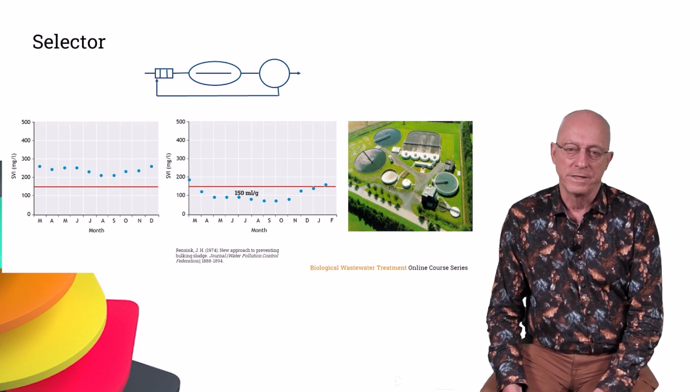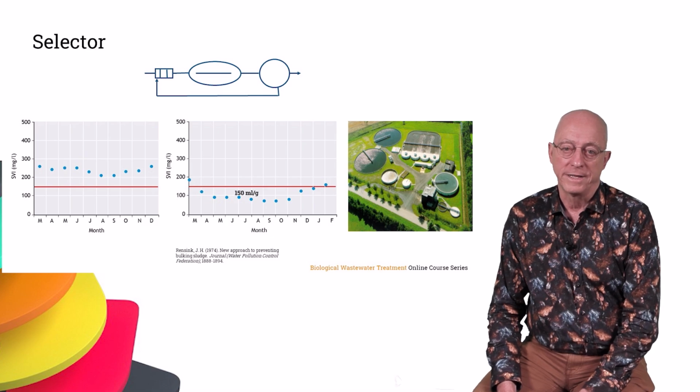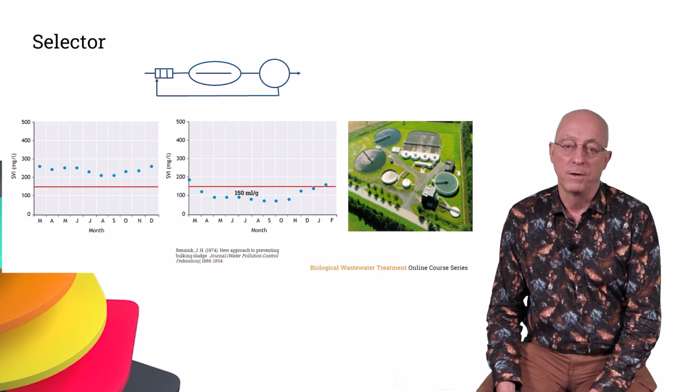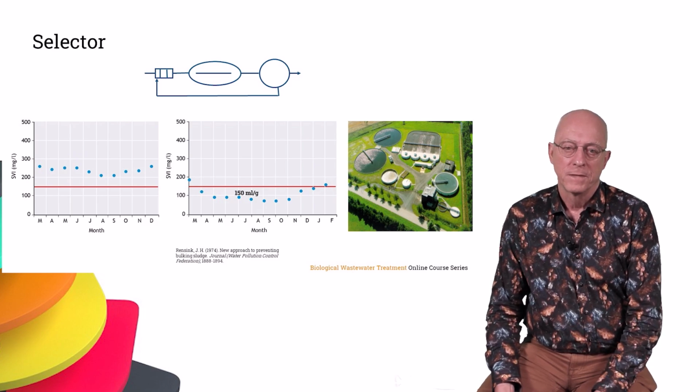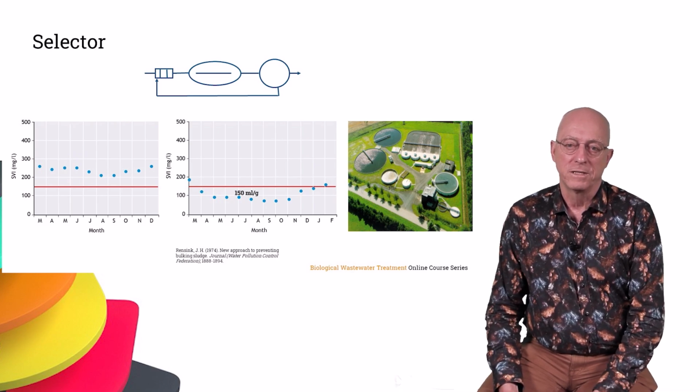And these are the original data from Rensink's paper. On the left-hand side is the system without a selector. You have a sludge volume index of 200 to 250 milliliter per gram, or milligram per liter, I mean. On the right-hand side, you see that certainly in the summer months, all of the year, the sludge volume index is below 150 milliliters per gram, which is the design criterion of the clarifiers. Moreover, in summer you even go down to around 100, which means that in summer you could even deal with a smaller clarifier.